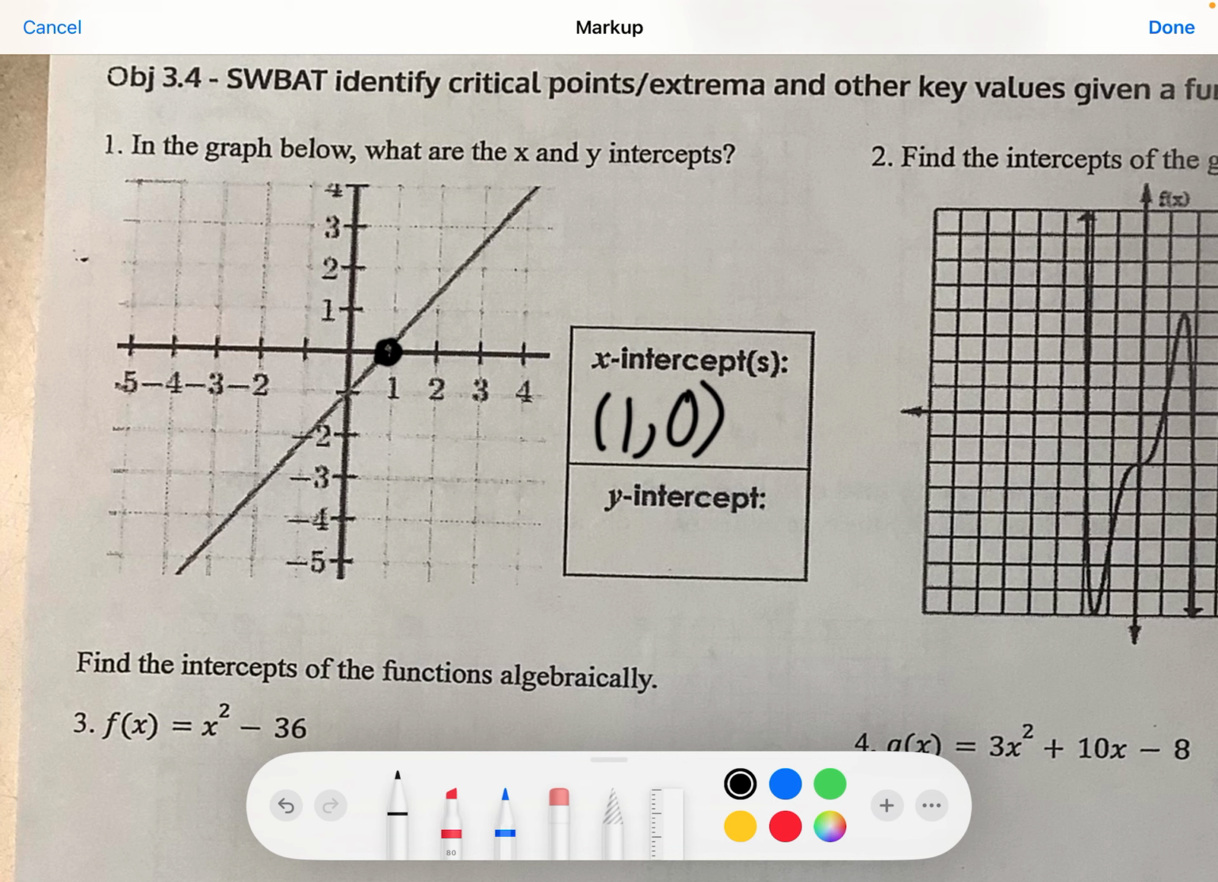And for the y-intercept, that's this point right here, where it crosses the y-axis at 0, negative 1. And remember, when it's the y-intercept, the x is 0, and when it's the x-intercept, the y is 0.